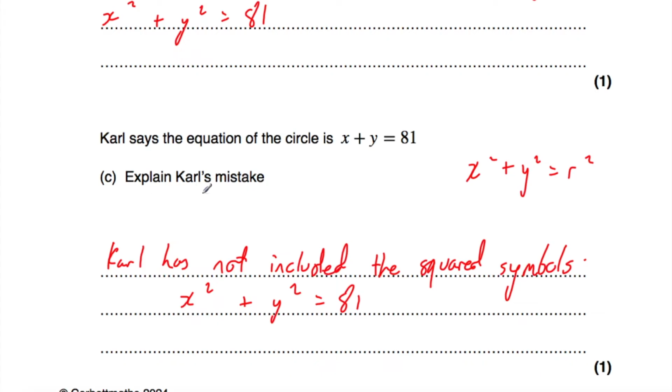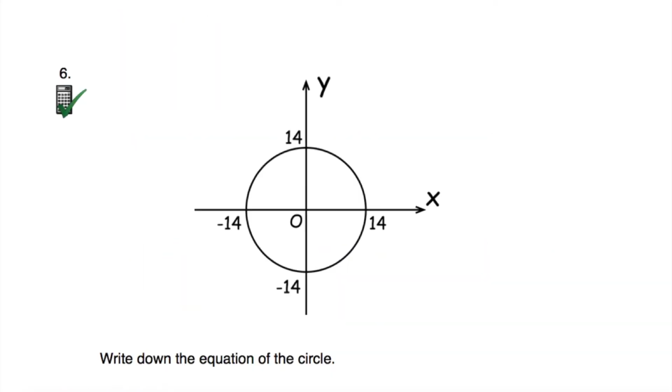So we're asked to explain Carl's mistake, so Carl has not included the square symbols. It should be x squared plus y squared equals 81, not x plus y equals 81. And that's it. Okay, let's have a look at our next question, question number 6.